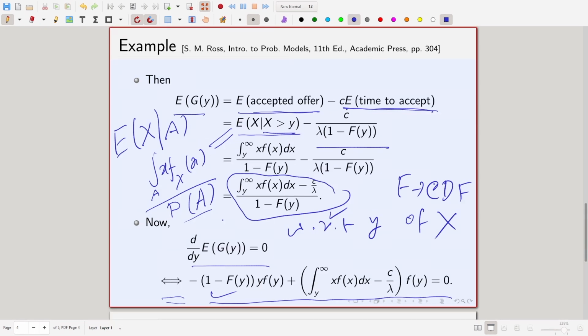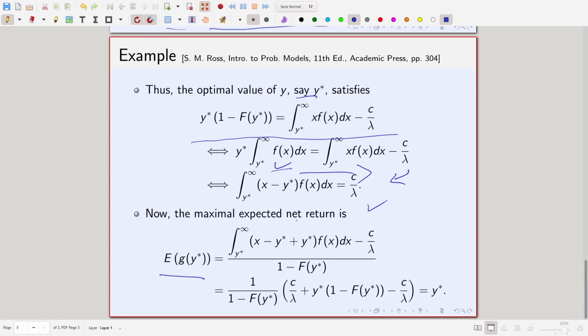Remember, what was the expression for expectation g(y)? Integration from y to infinity x f(x) dx minus c over lambda, divided by 1 minus F(y). So, what you will do is just plug in y equal to y star. Now, you see here I have done a small thing: I have just subtracted and added y star, so basically I have not done anything. Minus y star plus y star. So, this is just expectation of g(y star).